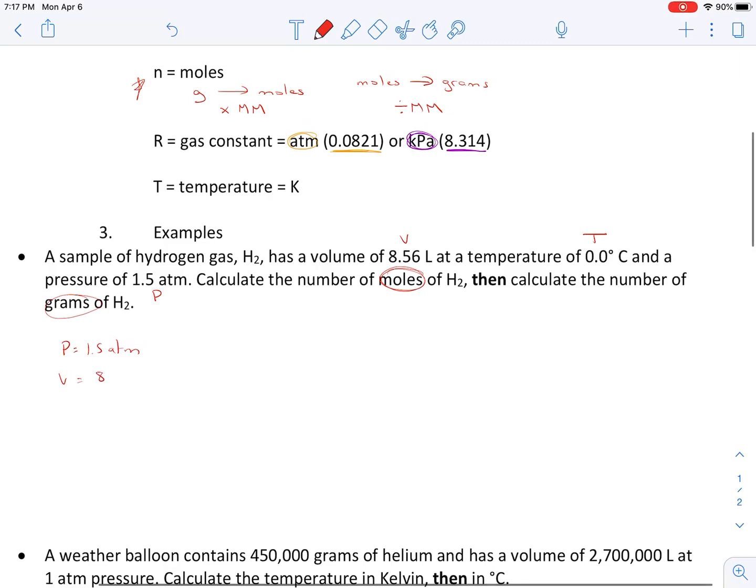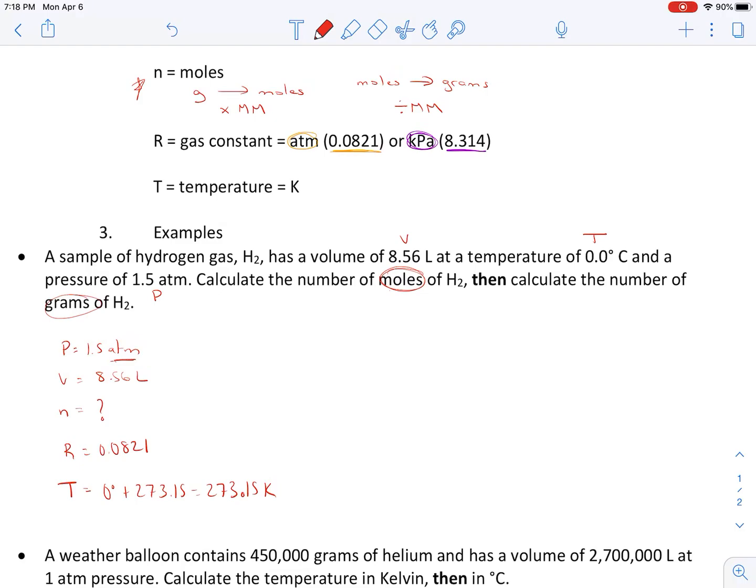V, our volume, is 8.56 liters, so that one is okay. Moles is what we're finding in this case, so that's my question mark. R, my gas constant, goes back to the pressure. Since my pressure is in atm, I'm going to use 0.0821. And then my T, my temperature, is in Celsius right now, and we need to take it to Kelvin. Remember, that's what we have to do every single time. So we're going to add 273.15, which gives us, shockingly enough, 273.15.